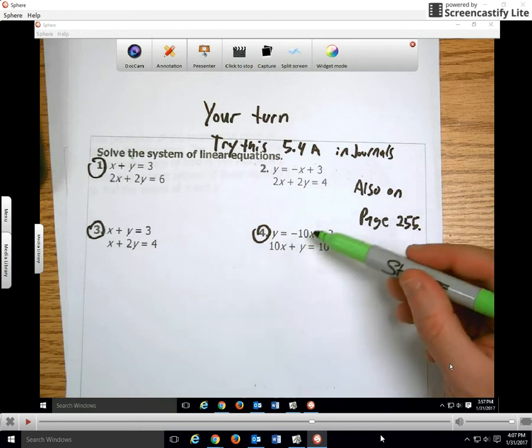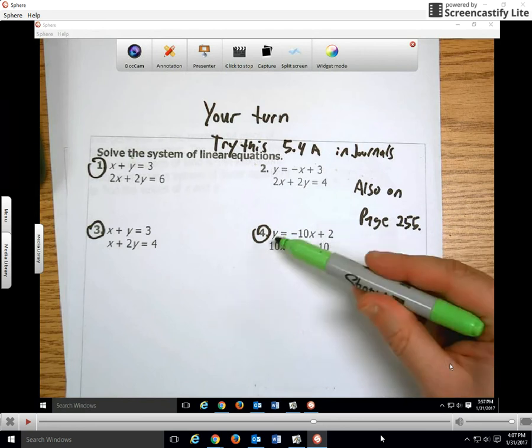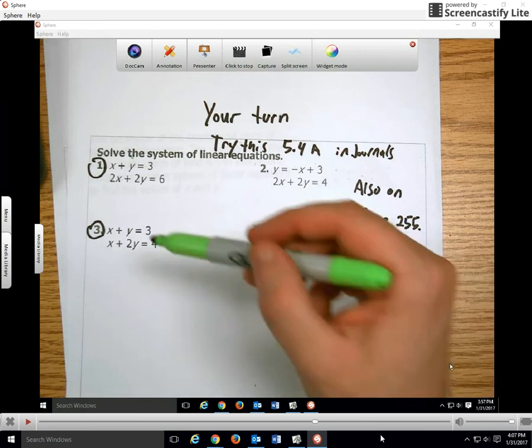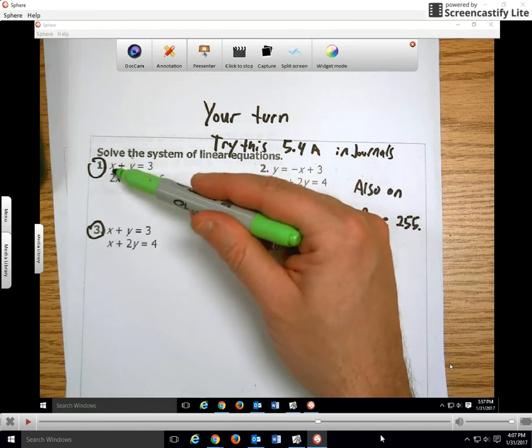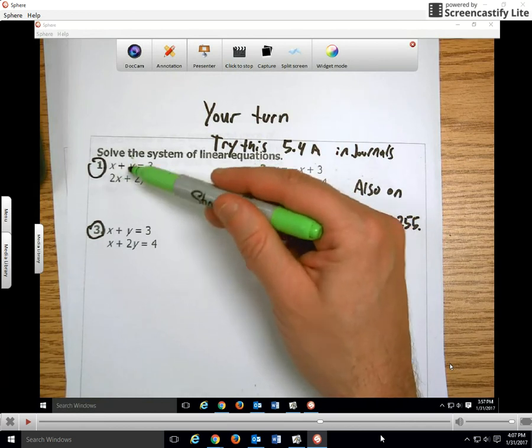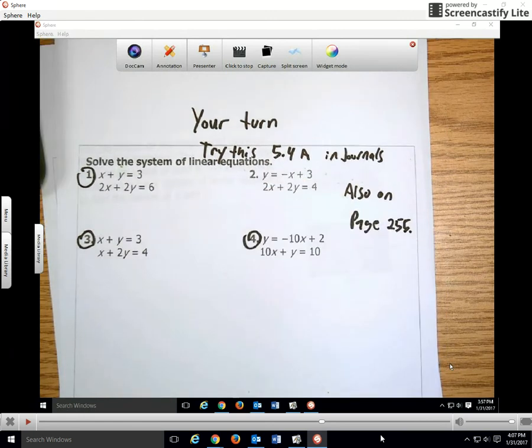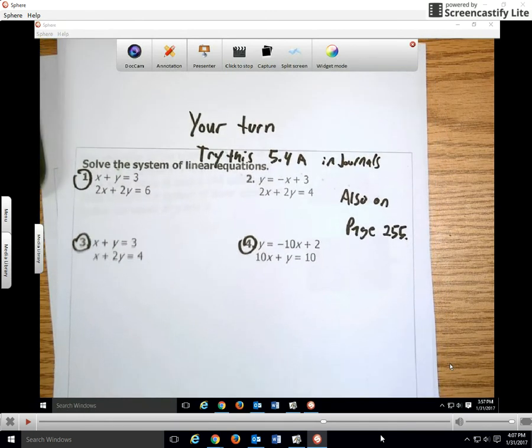Like this one might be easier to do substitution because you already have a y by itself, whereas this one might be easier to do the addition or elimination method because the x is in standard form. You know, the x's and the y's are already above each other. So it's up to you to decide.